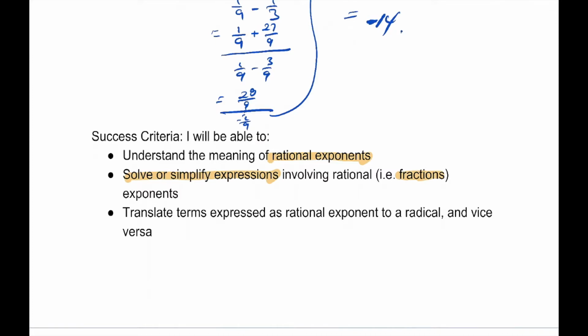And the key thing that we're going to discover is that really a radical is another way to express a rational exponent, or exponent that's a fraction. So we'll be able to translate terms expressed as a rational exponent to a radical and vice versa. So we're going to go back and forth in either way, really understanding that there's just two different ways to write things in math, two different notations to mean the same thing.